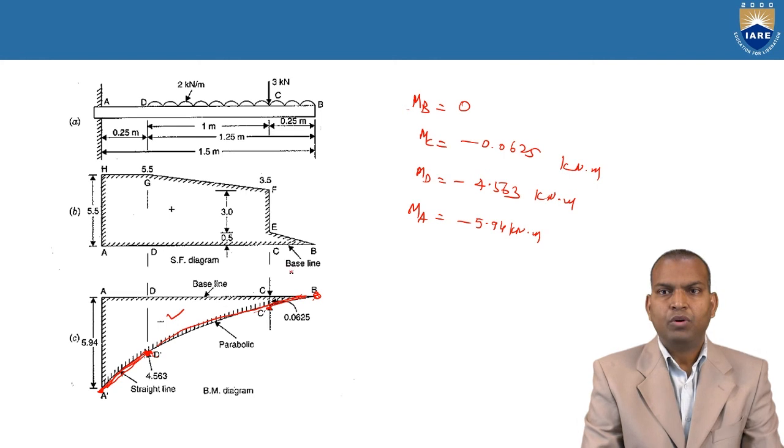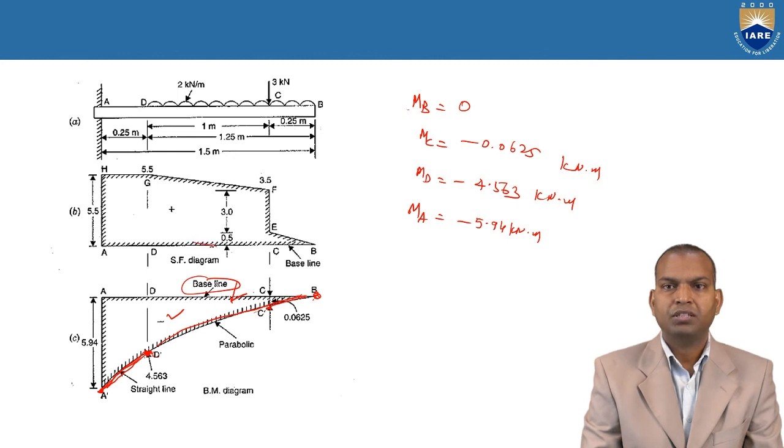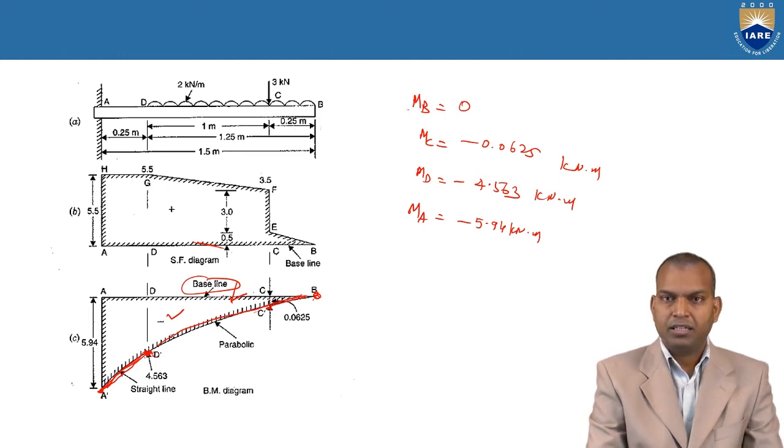Now here, what is the baseline in the case of the bending moment diagram? This is the baseline, whereas in the shear force diagram, this is the baseline. So with respect to the baseline, we mark the points relatively and join those points, and then we get the bending moment diagram.